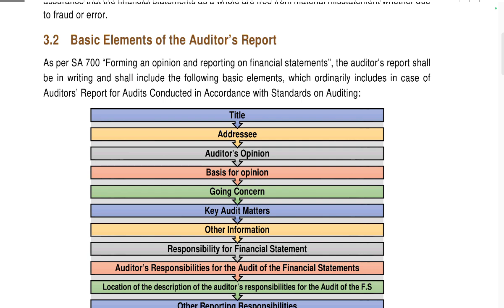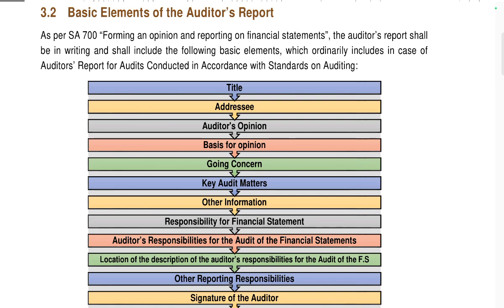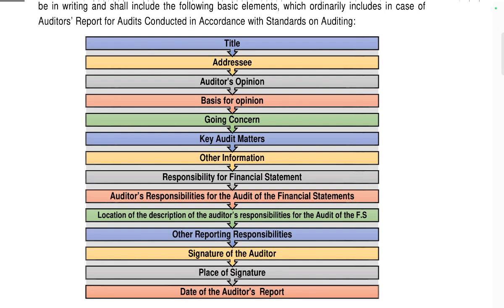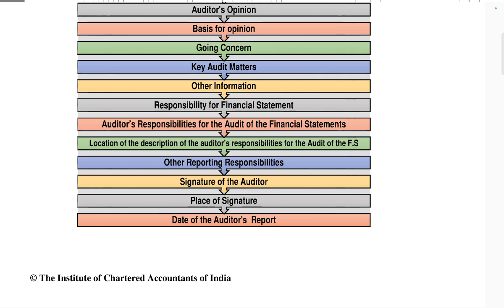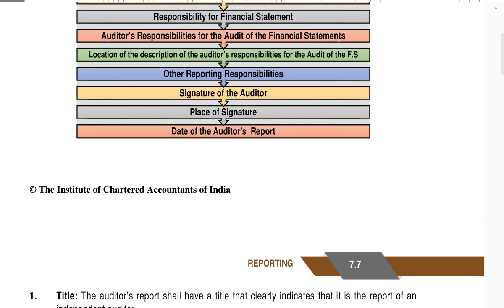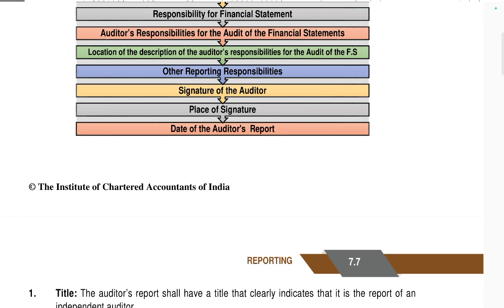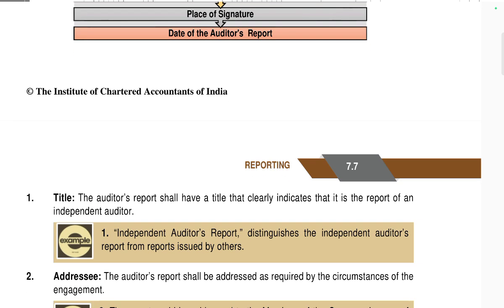This shall include the basic elements: the title, the addressee (who is getting the auditor's opinion), the auditor's opinion, basis for the opinion, going concern, key audit matters, other information, responsibility for the financial statements, auditor's responsibility for the audit of the financial statements, location, description of the auditor's responsibility for the audit of the financial statements, other reporting responsibilities, signature of the auditor, place of signature, and date of the auditor's report.